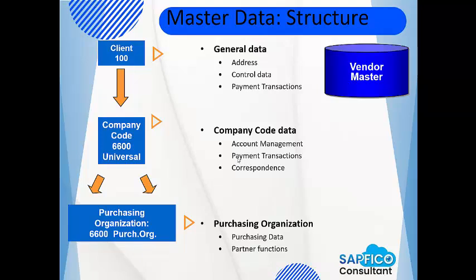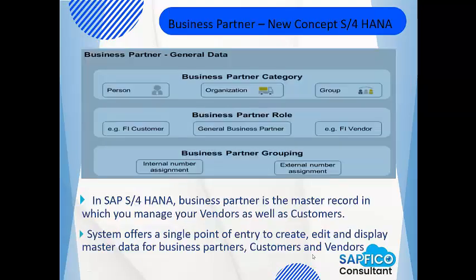Similarly, we have the purchasing organization section. If we want to purchase from the vendor using a purchase order route or the purchase requisition route, in that case, we need to extend that vendor to a purchasing organization. The purchasing organization in this example is 6600. So we'll create a purchasing view, and we'll update purchasing data and partner functions. So that is basically the master data structure.